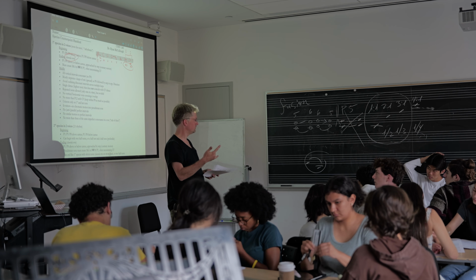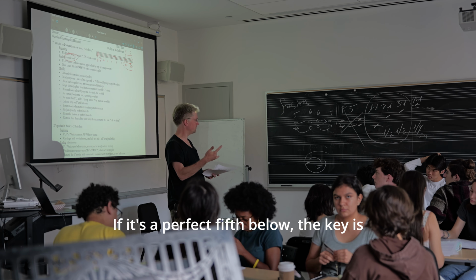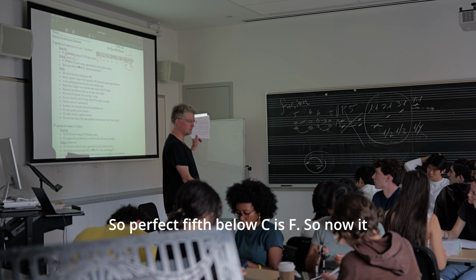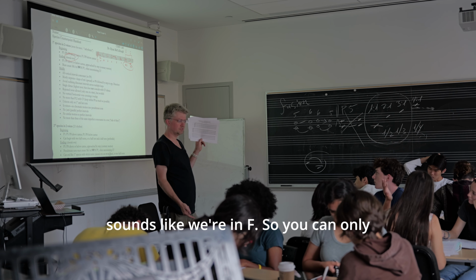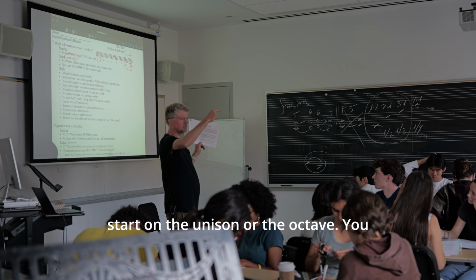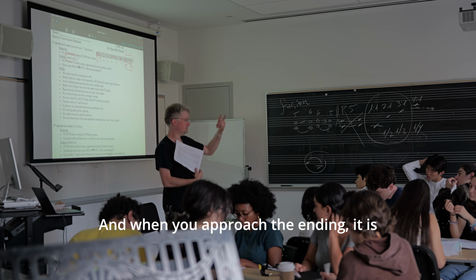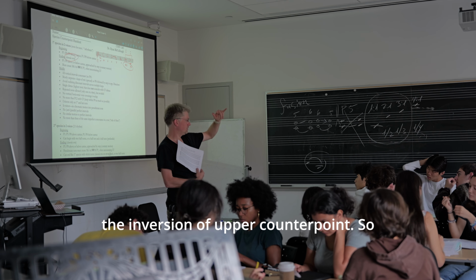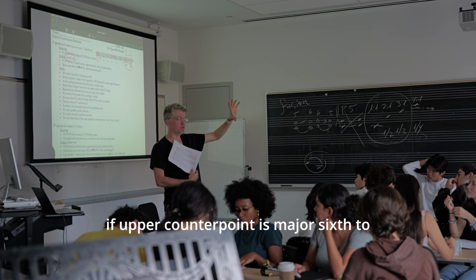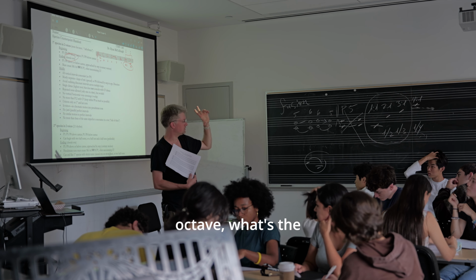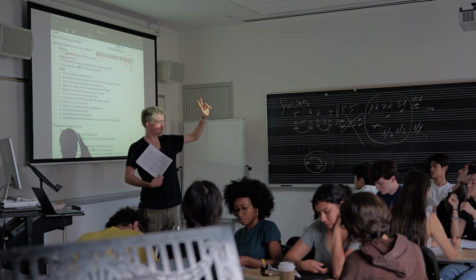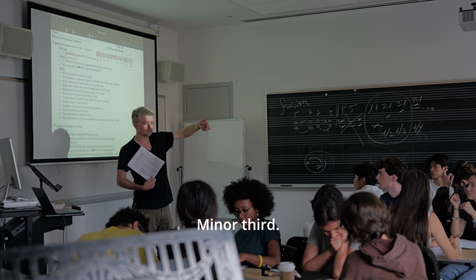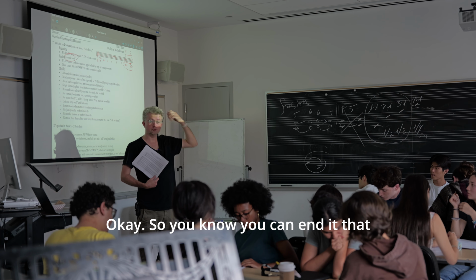If it's a perfect fifth below, the key is determined by the lowest note. So a perfect fifth below C is F. So now it sounds like we're in F. So you can only start on the unison or the octave. You can't start a perfect fifth below, and a fourth is dissonant. And when you approach the ending, it is the inversion of upper counterpoint. So if upper counterpoint is major sixth to octave, what's the inversion of a major sixth? Minor third. Okay? So you know you can end it that way.